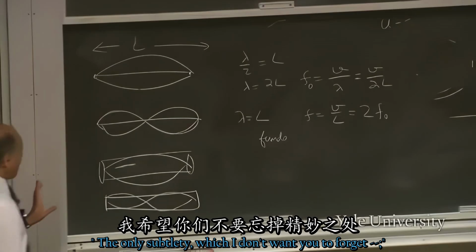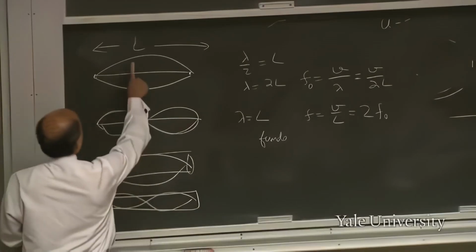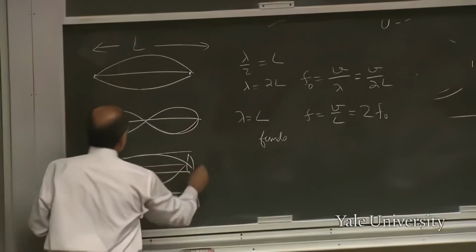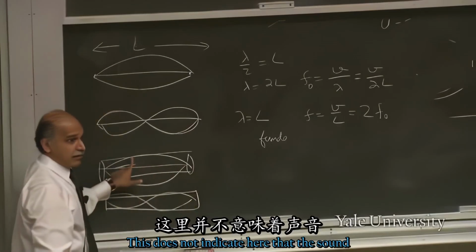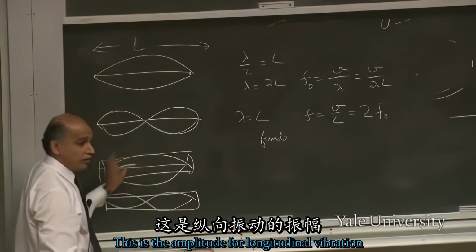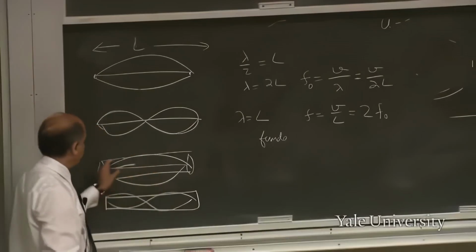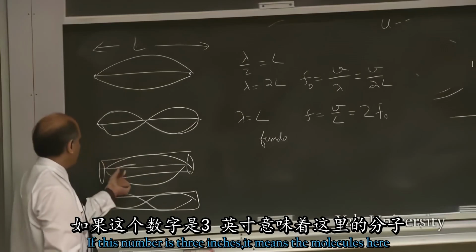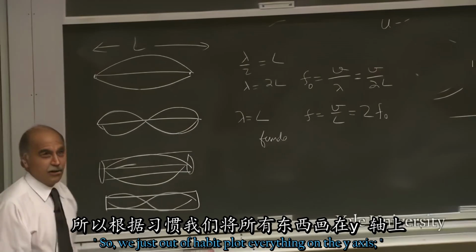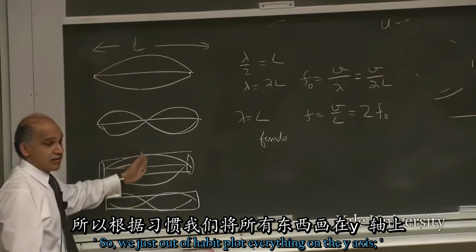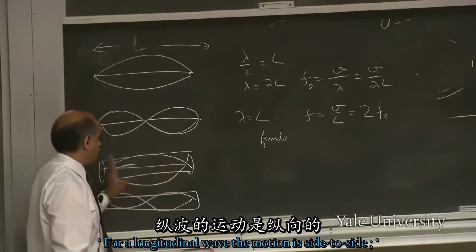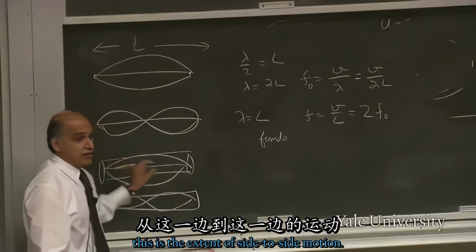The only subtlety, which I don't want you to forget, is that here the picture really talks about the string moving perpendicular to the length. This does not indicate that the air molecules are going up and down. This is the amplitude for longitudinal vibration. If this number is 3 inches, it means the molecules here are moving back and forth by 3 inches. So we just, out of habit, plot everything on the y-axis. That doesn't mean the motion is in the y direction. For a longitudinal wave, the motion is side to side. This is the extent of side-to-side motion.